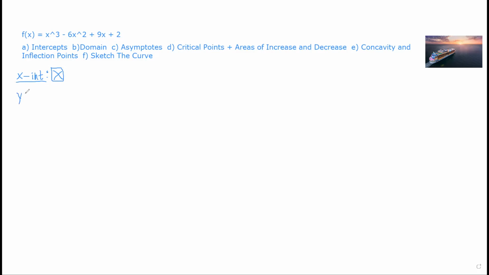The y-intercept is just where x equals 0, and that would just be 2, because 0 plus 0 plus 0 plus 2 gives you 2. B, domain and range. The domain and range goes from negative infinity to infinity for both x and y. So there's not much to say there.